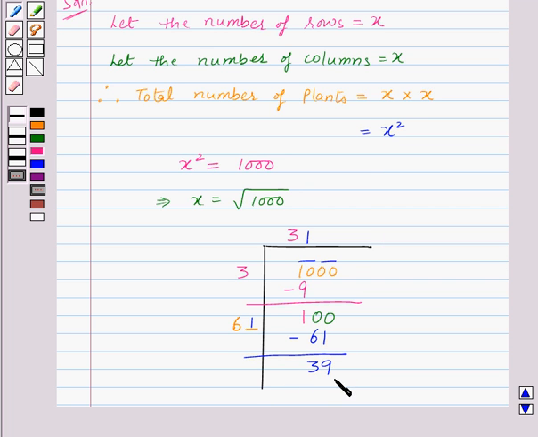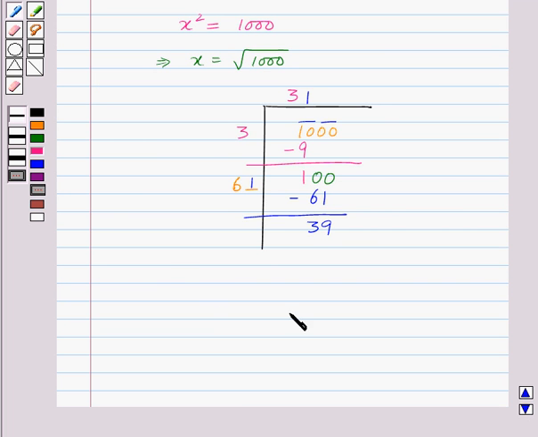Now since the remainder is 39, that means 1,000 is not a perfect square, which implies that with 1,000 plants, the number of rows cannot be equal to the number of columns. So to make them equal, we need to add some more plants to 1,000. Let's find out the number of plants to be added. As the remainder is 39, that means 31 square is less than 1,000. We get 31 square is less than 1,000, and the next perfect square number is 32 square.